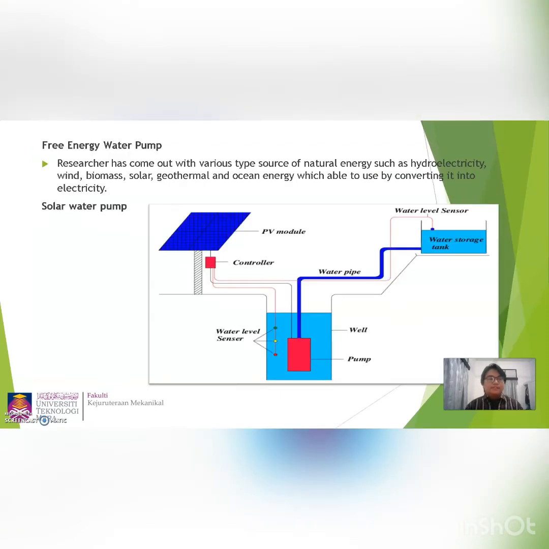Okay, this is the free energy water pump. In previous studies, researchers have come up with various types of natural energy sources such as hydroelectricity, wind, biomass, solar, geothermal, and ocean energy, which can be used by converting them into electricity. The first one is the solar water pump. This is the diagram for the solar water pump.